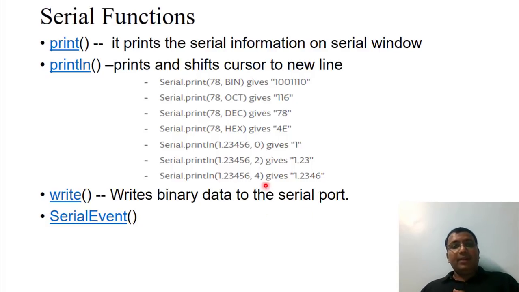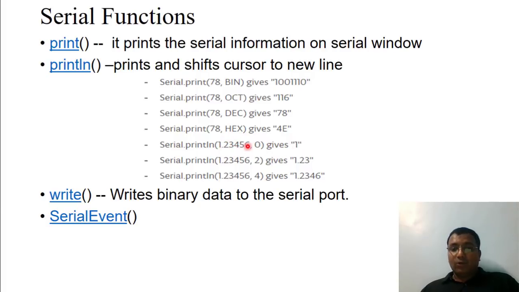For example, we can print in different number systems as well. Suppose here is the example: Serial.print(78, BIN). This prints the value 78 in binary format. Then we have the example Serial.print(78, OCT). This will print that value in octal format. Again, we have the example that gives decimal. Then we have the example which gives hexadecimal. Here Serial.println, so it will print on a new line.